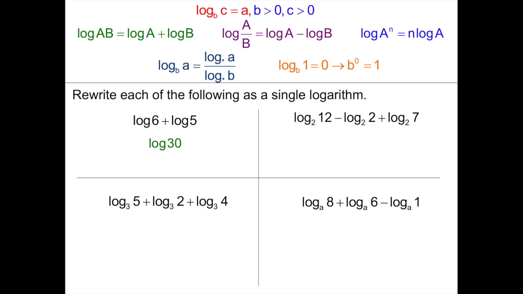In my next one, you want to think about order of operations. So here, I'm going to start with the subtraction here. I've got 12 and 2, and because I have subtraction, I have to divide. So that becomes the log base 2 of 6 plus the log base 2 of 7. Well, now if I have addition, I'm going to multiply these numbers, and that gives me the log base 2 of 42.